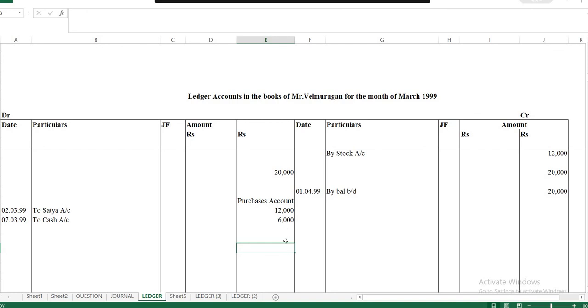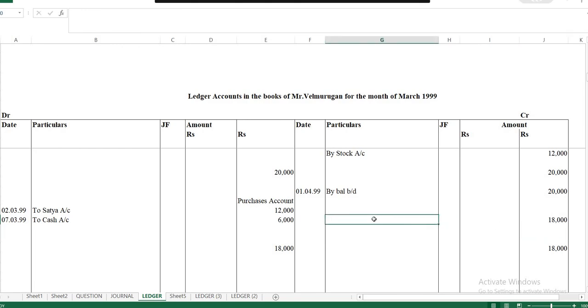And then purchases account, always by default it will be a debit balance. So 12,000 plus 6,000, 18,000. So that you have to give over here. On the other side, if you see, there is no amount. So how much do we have to show in the purchase account? 18,000 only, because it is the full entire amount. If suppose there was something like 2,000 on the other side, we would show a balance of 16,000.